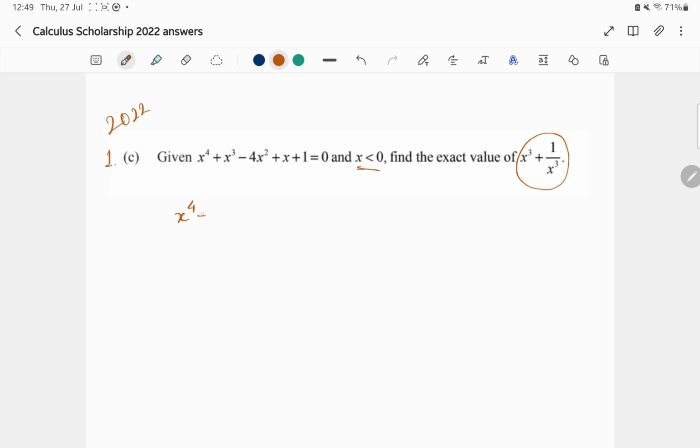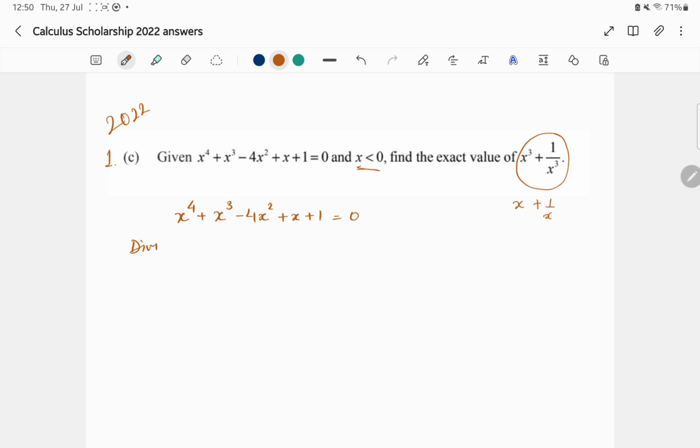We have x to the power 4 plus x cubed minus 4x squared plus x plus 1 is equal to 0. Now from this equation, we need to have x and something plus 1 over x, right? So here we can see that it's x to the power 4 and the middle value is x squared, right? So what I might do is I'll divide both the left hand side and right hand side by x squared.